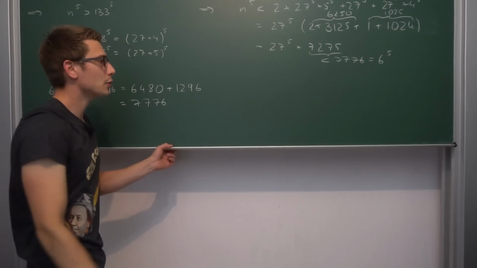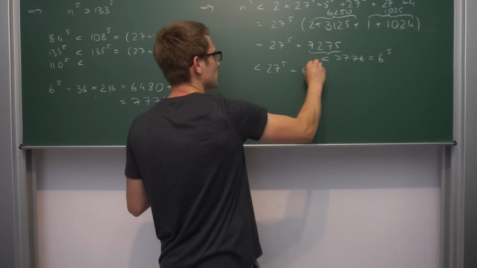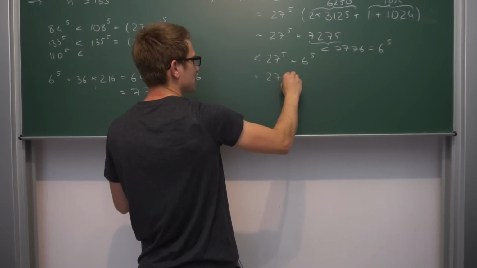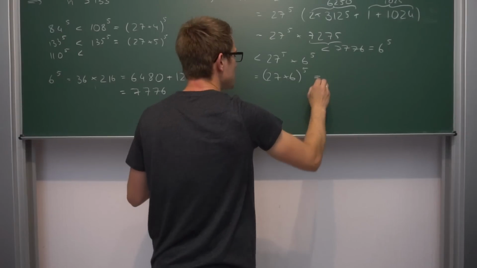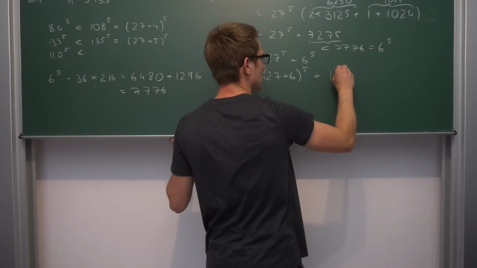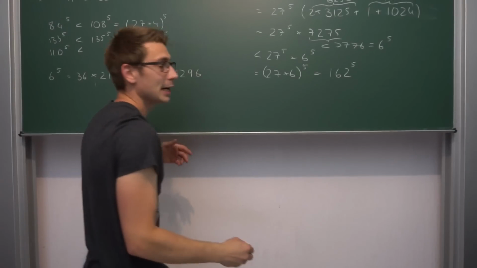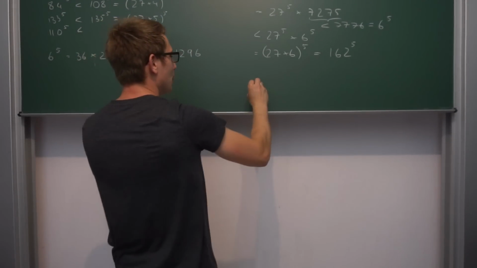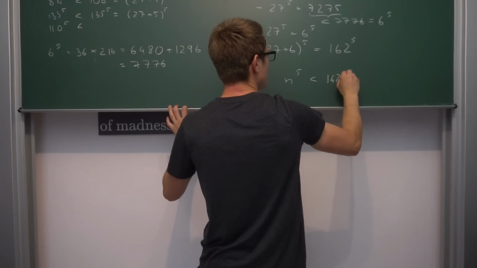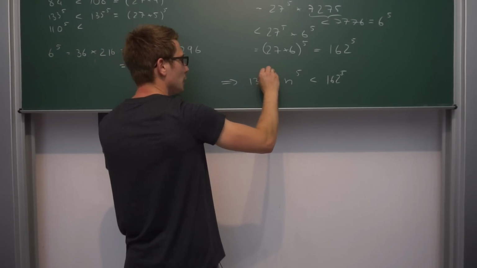Meaning n to the 5th power consequently is once again less than 27 to the 5th power times 6 to the 5th power, which is the same as 27 times 6 to the 5th power, which is equal to 27 times 6, this is 162 to the 5th power. Meaning we have successfully now bounded our n. Consequently, n to the 5th power is less than 162 to the 5th power, and it's also greater than 133 to the 5th power.